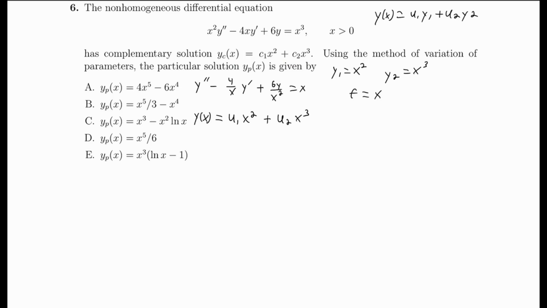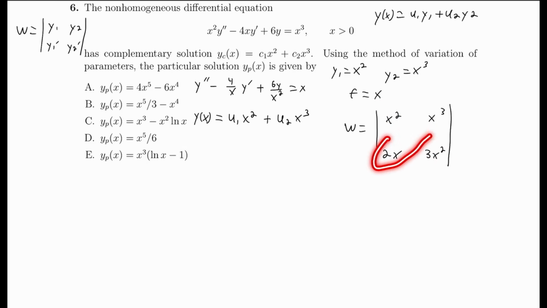The first thing we need to do is find our Wronskian. Remember, your Wronskian is equal to the determinant of y1. I'll write this out over here. W is equal to the determinant of y1, y2, y1 prime, y2 prime. So y1 is x squared, y2 is x cubed, the derivative of x squared is 2x, the derivative of x cubed is 3x squared. To take a determinant, remember, you're going to multiply those two terms and subtract the product of those two terms. That will leave us with 3x to the fourth minus 2x to the fourth, which comes out nicely to just x to the fourth.